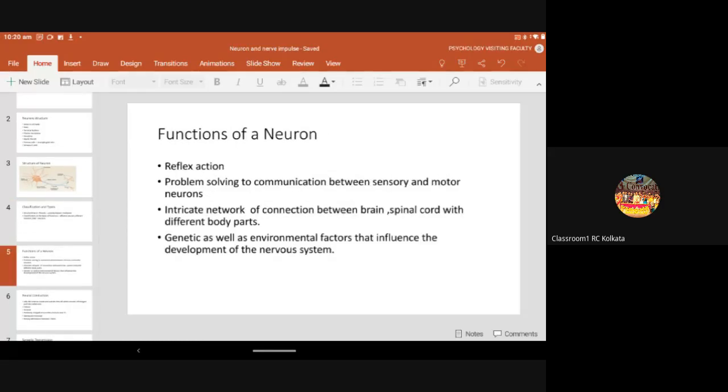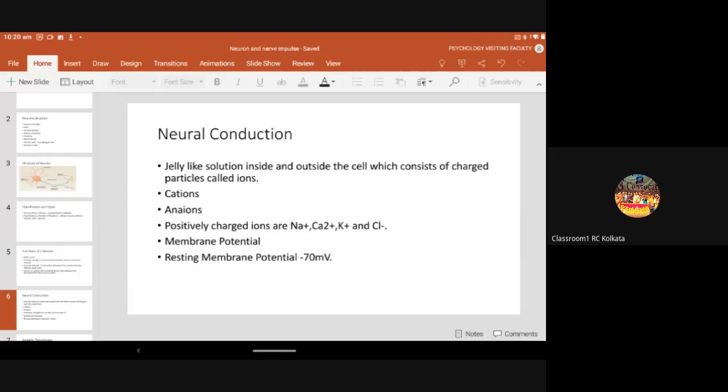After that, these are the functions of neuron that I told you: the reflex action, problem solving, intricate network of connection, and the genetic as well as the environmental factors. Then the neural conduction. I told you about the jelly-like solutions present inside and outside the cell, which consist of charged particles called ions, and there are two ions, cations and anions, and these are the positive charged ions. See from the screen, the membrane potential and the resting membrane potential.